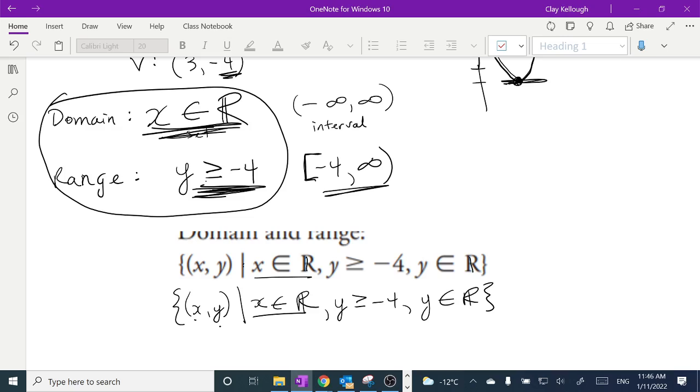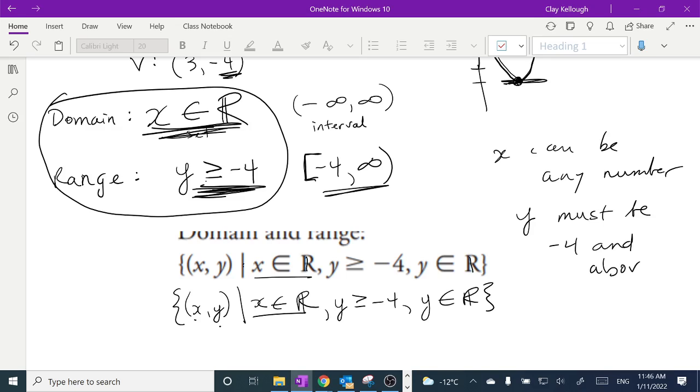If you actually wrote x can be any number, but y must be -4 and above, I'd say there's your domain, there's your range, there's your marks. I'd give it to you. This is, of course, less writing. If you understand the symbols, it makes your life easier, not harder. So there we go. So there's the second example I wanted to do today, just to refresh your memory on domain and range.